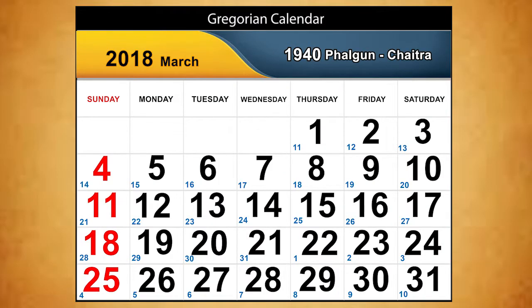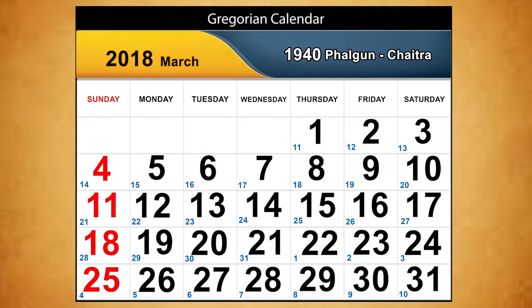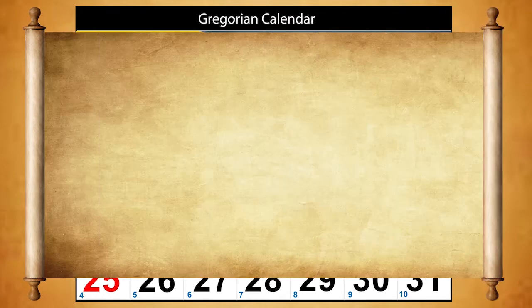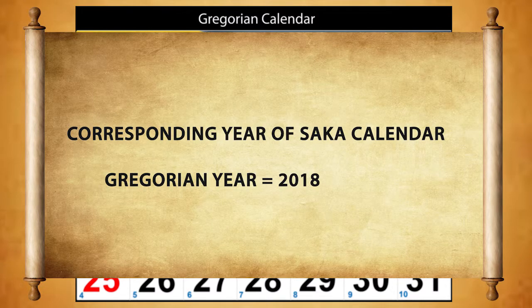This Saka calendar is 78 years behind the Gregorian calendar. This means that if the current year in the Gregorian calendar is 2018, then the corresponding year in the Saka calendar will be 1940. For every Gregorian year, we can find its corresponding year on the Saka calendar by subtracting 78 from the Gregorian year.